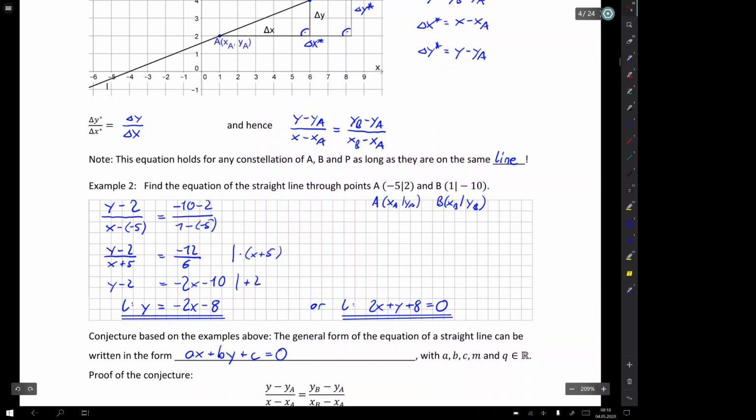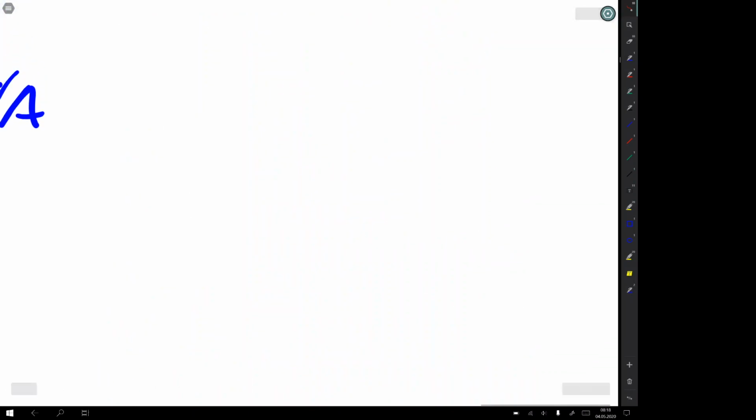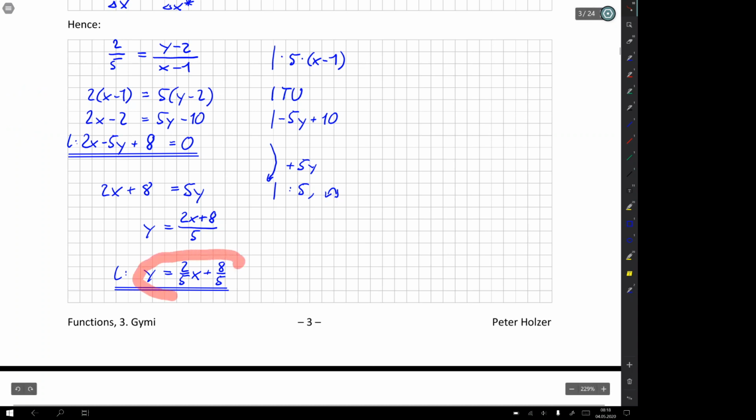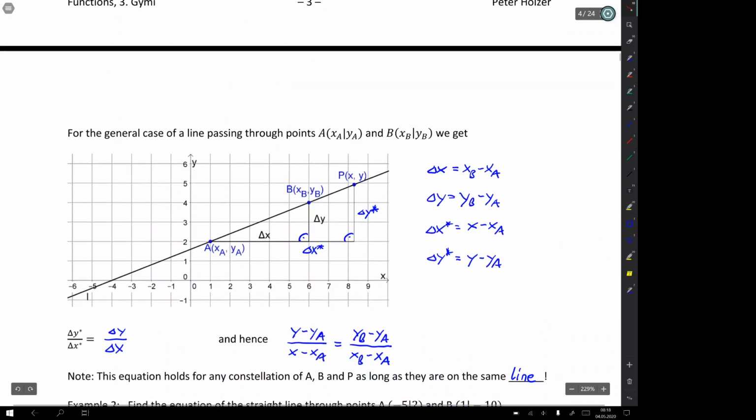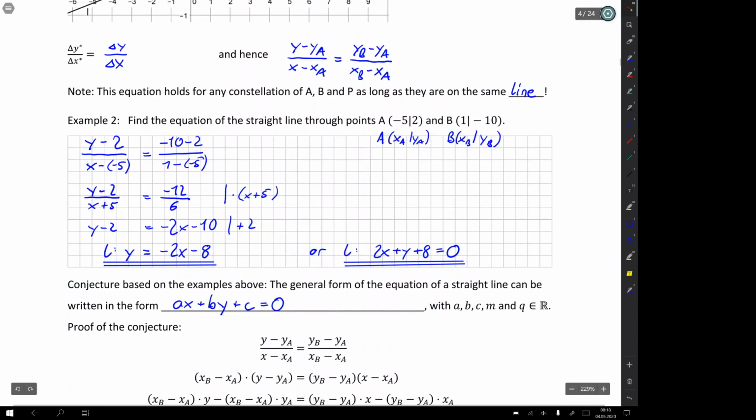The other solution that we found, also in example 1, here we found y equals 2/5 times x plus 8/5. And in example 2, we had y equals minus 2x minus 8. So what we actually found is y equals some number of x's plus some constant. So the other way of writing this is y equals, and now I use just m times x, plus q, just symbolizing again some number of x's plus a constant.